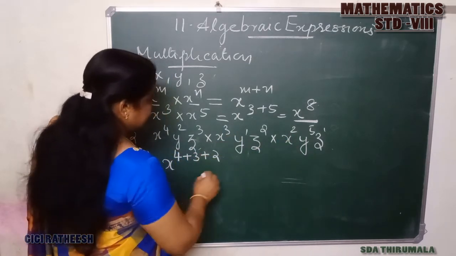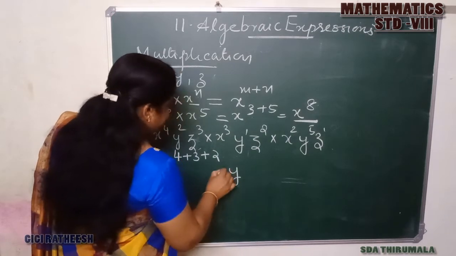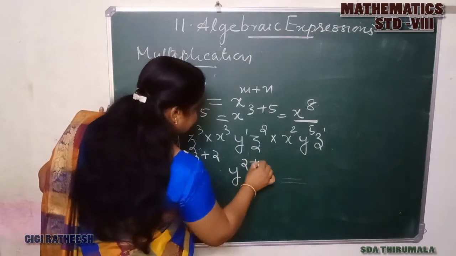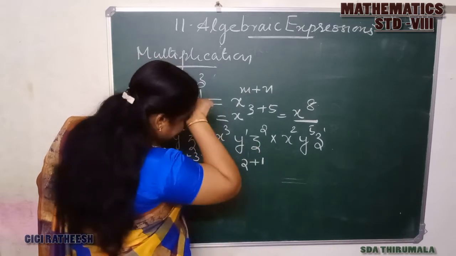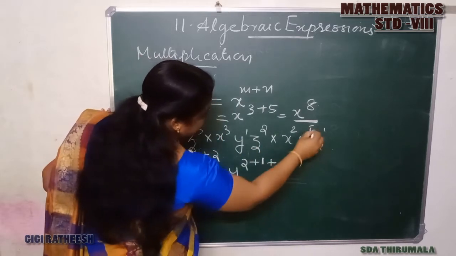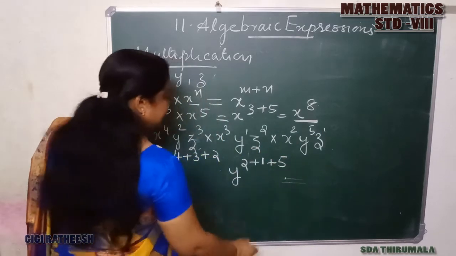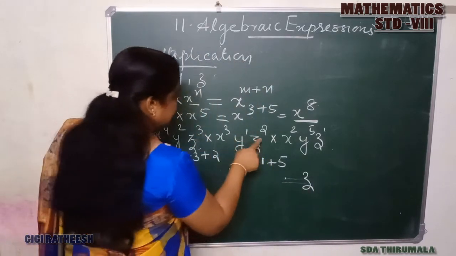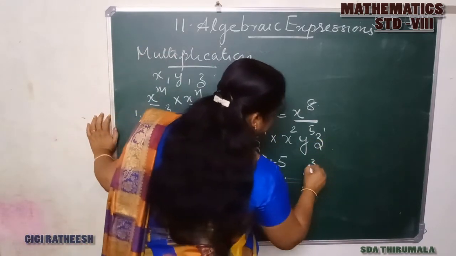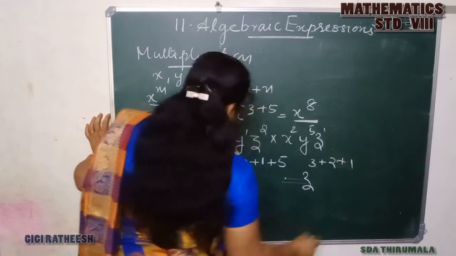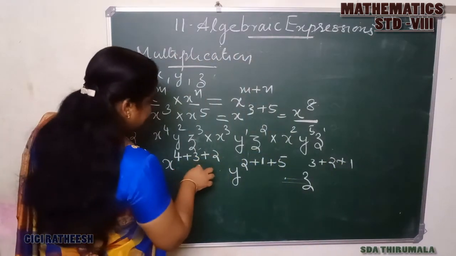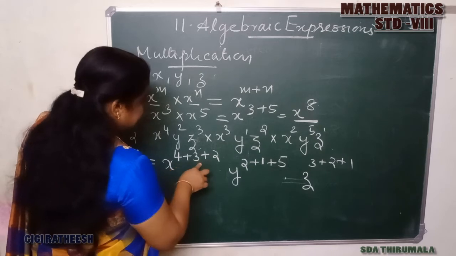And for the second variable y, the first exponent is 2, the second is 1, that is only one y, and the third is y raised to 5. And the third variable is z, the powers are 3 plus 2 plus 1. Adding the exponents of x, 4 plus 3 plus 2 is equal to 9.